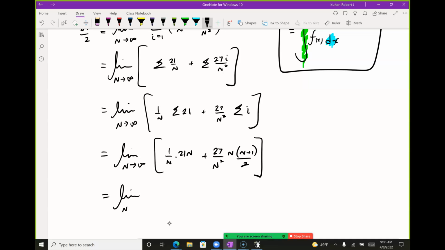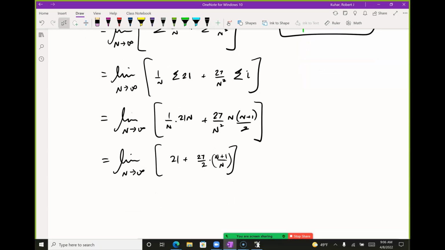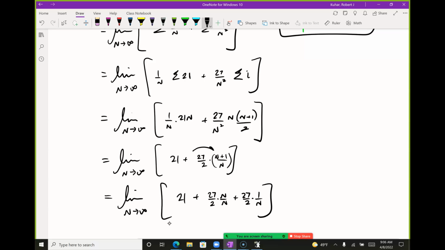So I get the limit as n goes to infinity of, looks like 21 plus 27 over 2 times n plus 1 over n, right, when the n's cancel there. And I want to just distribute that piece. So I get the limit as n goes to infinity of 21 plus 27 over 2 times n over n plus 27 over 2 times 1 over n. So I'm just distributing here.